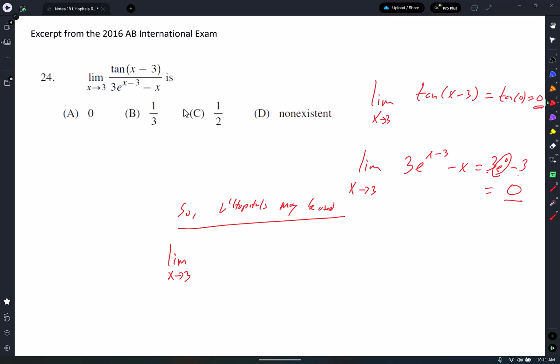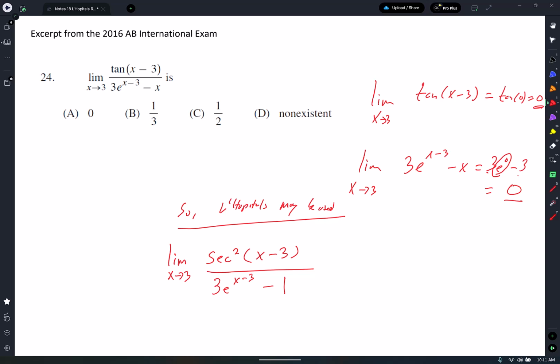Right? What's the derivative of tan? So I'm going to write secant squared. You got to keep the argument, x minus 3. What's the derivative of 3e to the x minus 3? 3e to the x minus 3. Yeah, times 1. So it's itself. Minus, what's the derivative of x? 1. It looks like we are done.